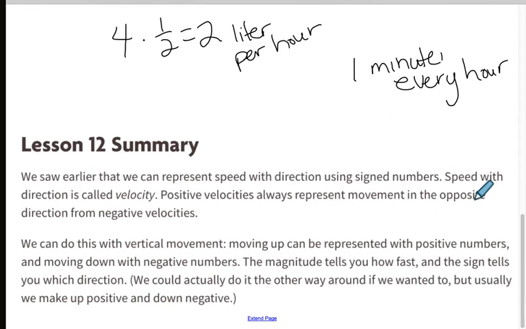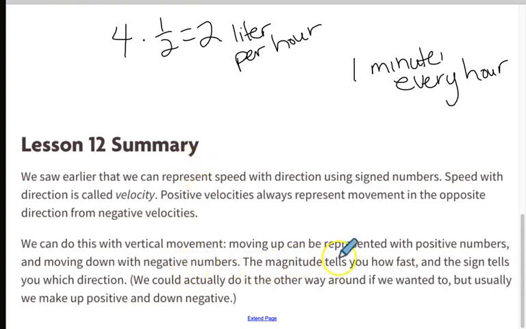Something to think about within the lesson summary is that you've seen the word velocity and speed using positive and negative numbers. So speed with direction is called velocity. Positive velocities always represent a movement in the opposite direction from negative velocities. So we can do this vertical movement, like moving up can be represented with positive numbers, moving down with negative numbers. The magnitude just tells you how fast it's going, and the sign tells you which direction. Like to the right might be positive, to the left might be negative. East might be positive, west might be negative.